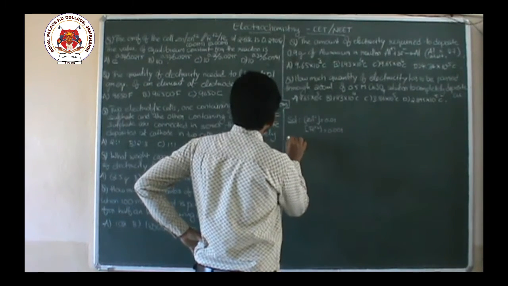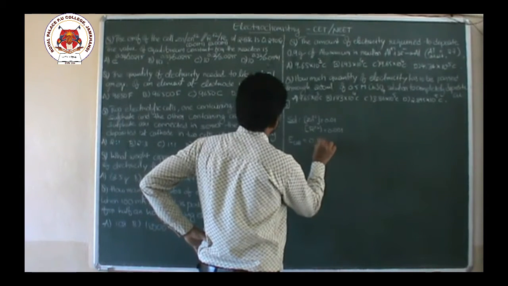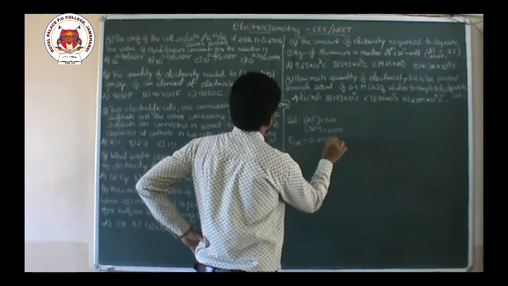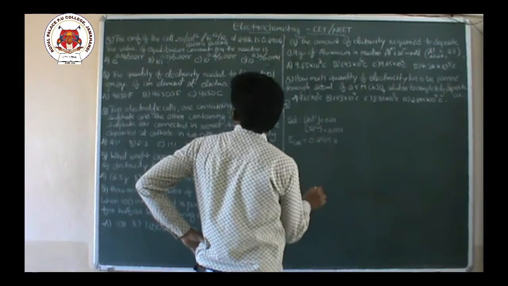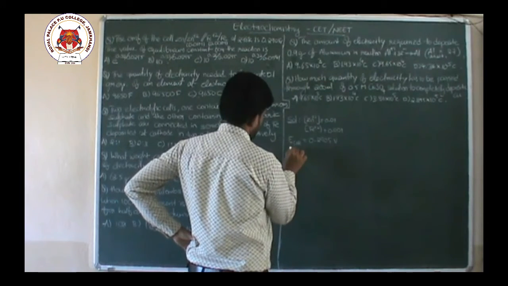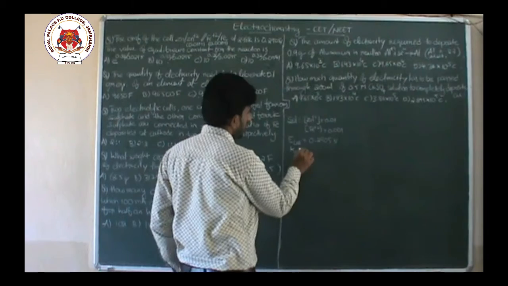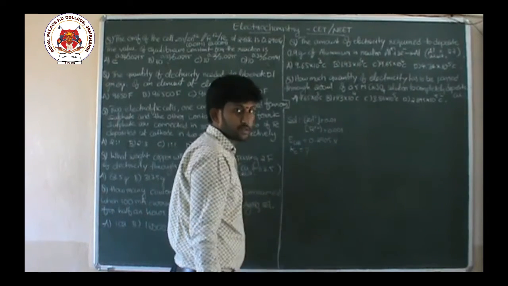And they give E cell is equal to 0.2905 volt. The value of the equilibrium constant for the reaction is asked. They want Kc for the reaction. Okay, Kc is equal to how much?